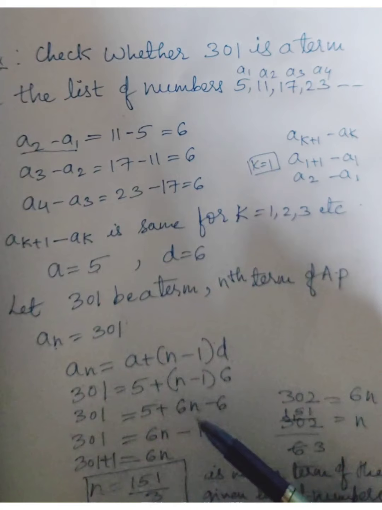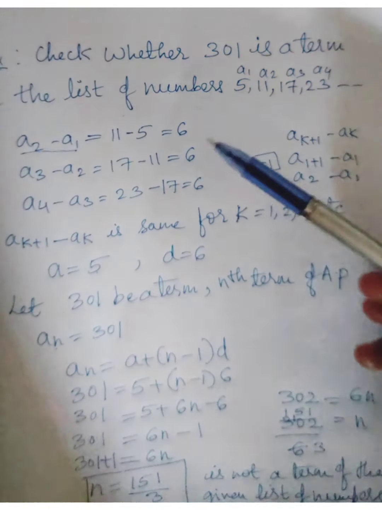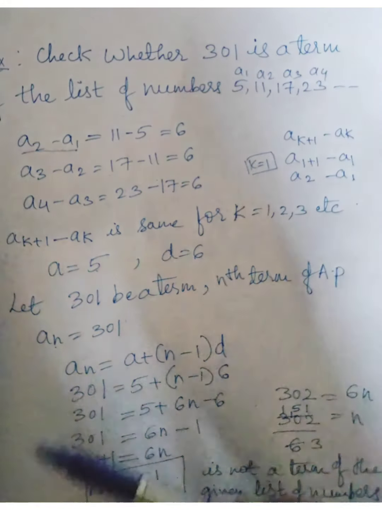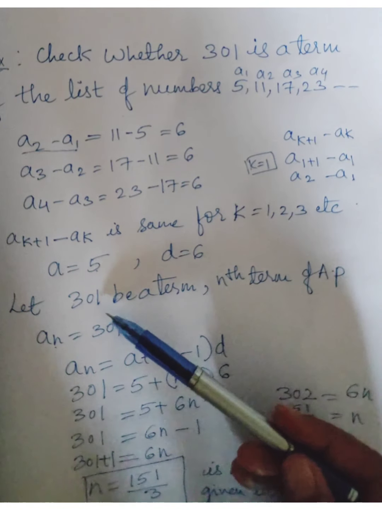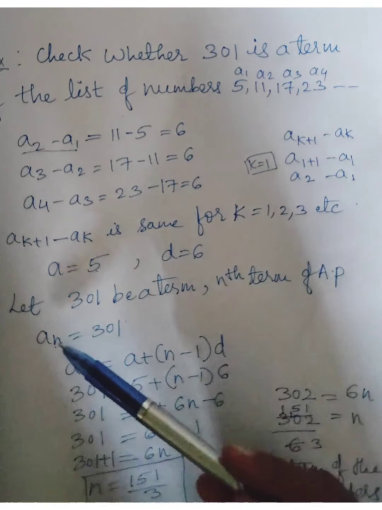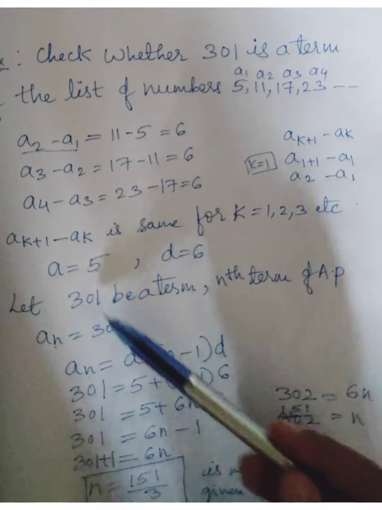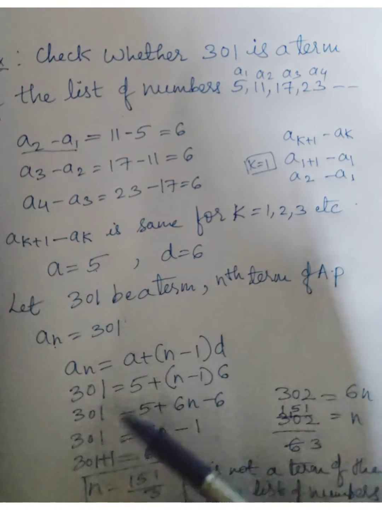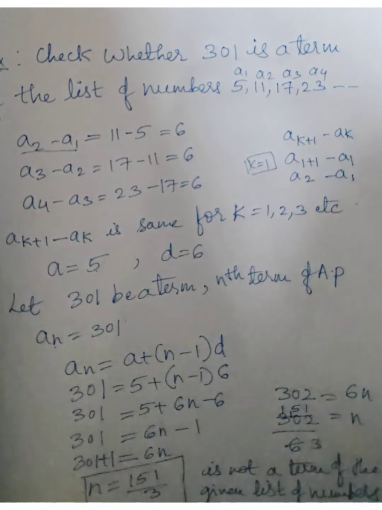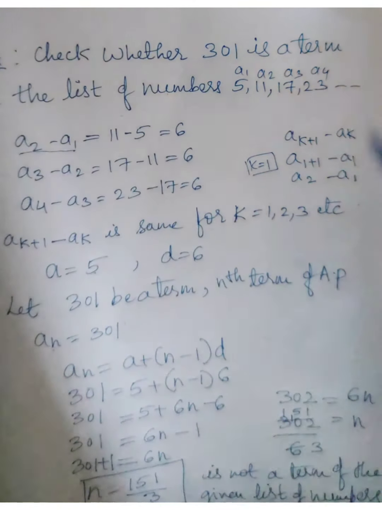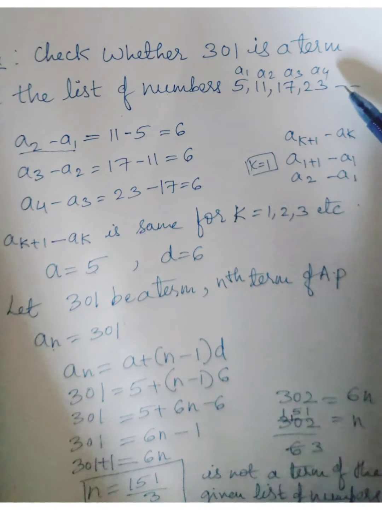See, first of all, you need to find the common difference. Once you have the common difference, consider that 301 is the nth term of the AP. So I am going to take an is equals to 301. Then substitute the formula, all the values, and solve it. Then you will get n as 151 by 3, which does not belong to the list of numbers. Okay.